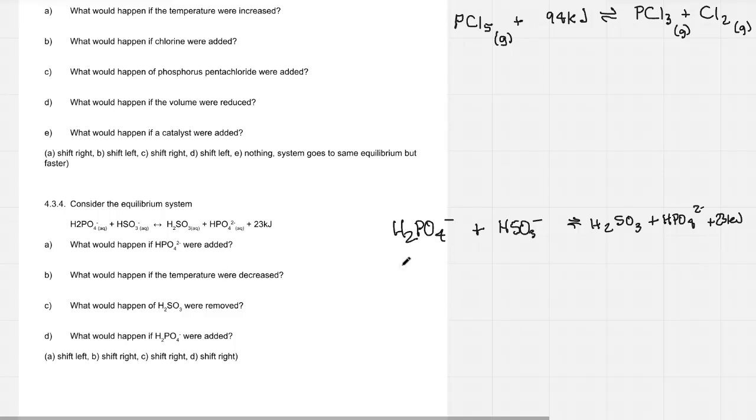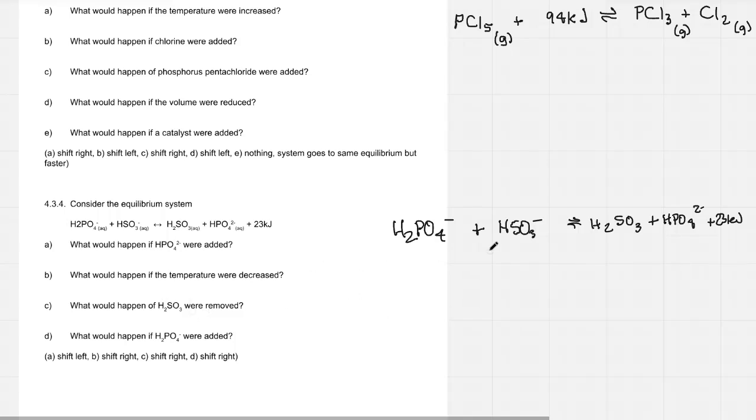If the temperature were decreased, we're sucking heat out of the system, so removing heat. What does the system do? Up, up, up, down, down. It has to produce right side stuff because it's replacing the heat we stole. Therefore, the equilibrium's shifting to the right, and shift right is our short answer.